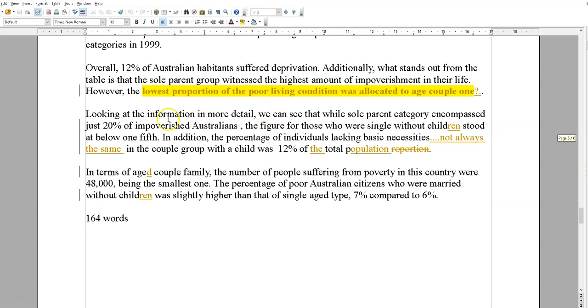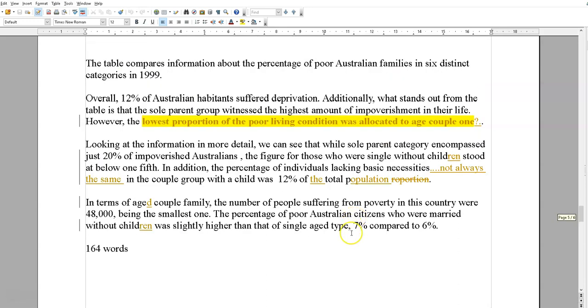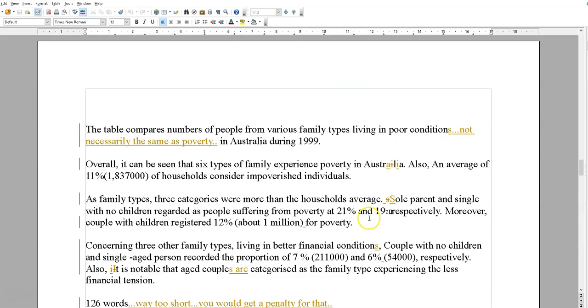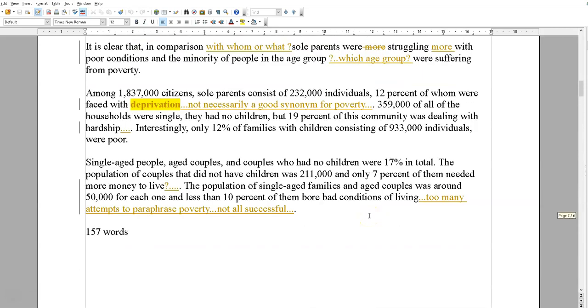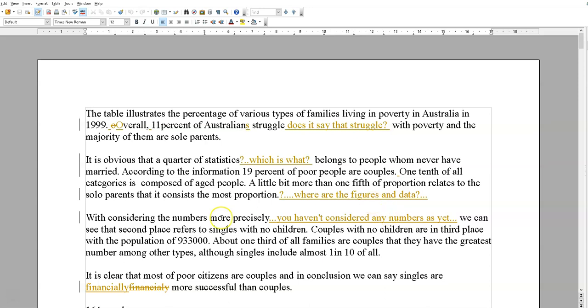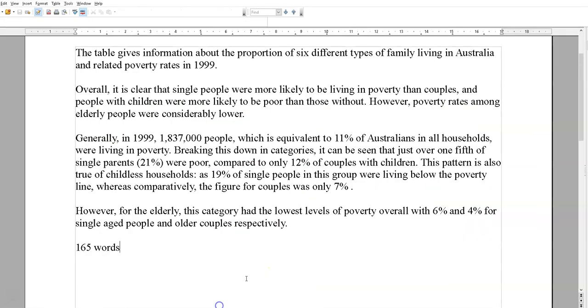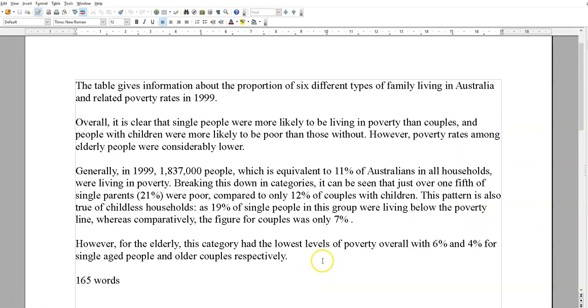Information in more detail. Impoverished, that's good. Impoverished, basic necessities. Again, not necessarily the same as poverty. Aged couple family. So this isn't too bad, but it's just you need to be careful about how you phrase things and paraphrase. Okay, so not too bad, but then again, not too good either. I'll just put my sample on the screen for last time so you can have a peep. Okay, so don't forget comparisons. We need to make comparisons.